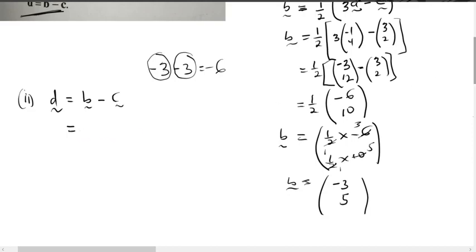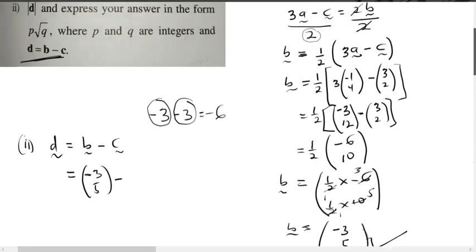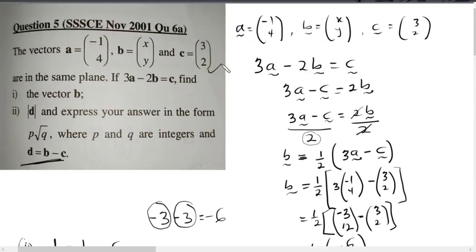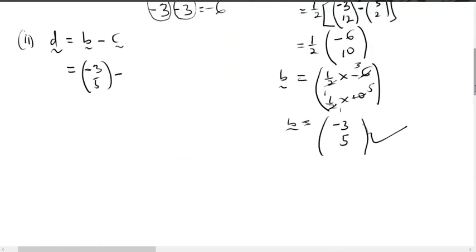So where is vector B? I have found vector B here. Vector B is (-3, 5) minus vector C. Where is vector C? Vector C is known here, (3, 2). So I have negative 3 minus 3, and that is negative 6. 5 minus 2, I have 3. So that is vector D.